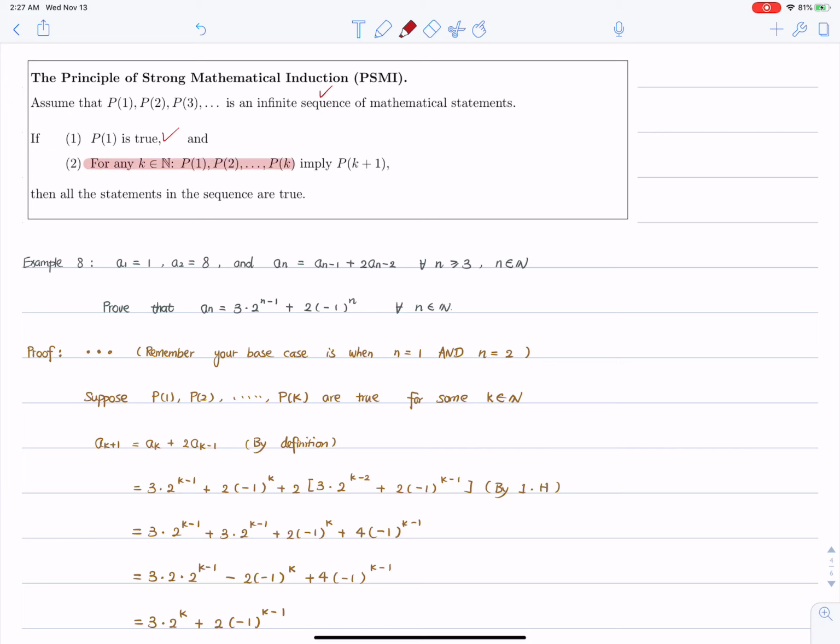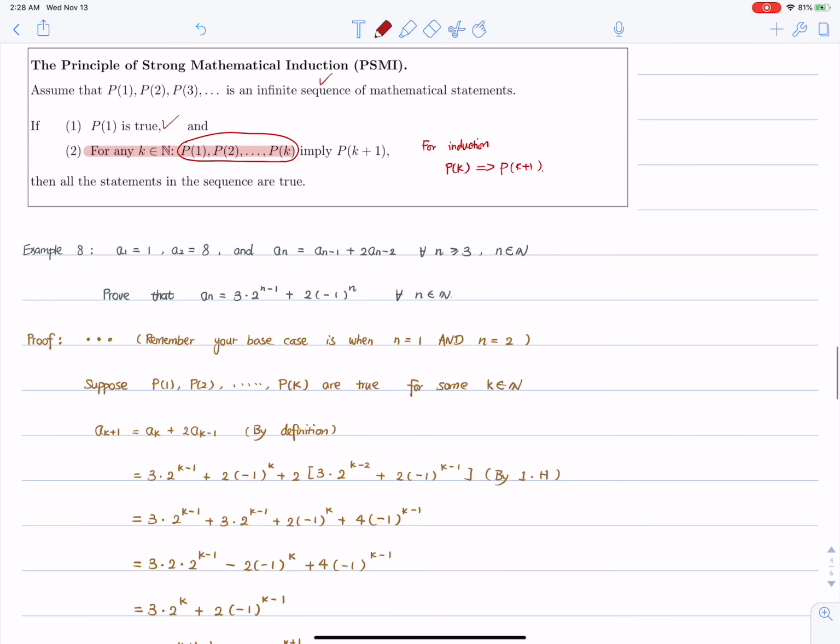For induction, it is P of K implies P of K plus 1. For strong induction, you suppose all of those are true, okay? You suppose P1, P2, until P of K are true, and this implies P of K plus 1 is true. Then all the statements in the sequence are true. This is the principle of strong induction, okay?